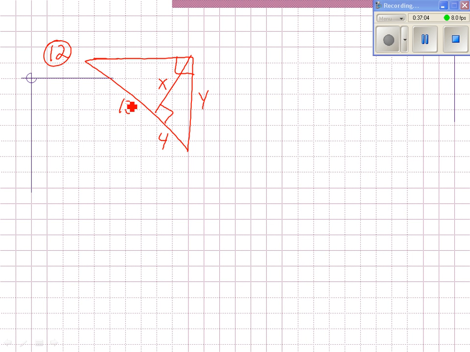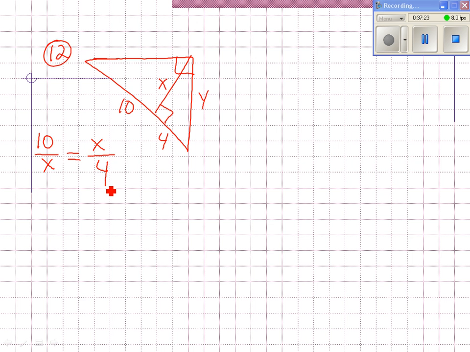Pick a variable. X is the what in this? Altitude. So we're probably going to be using the altitude theorem again. So where does X go? Bottom, upper right. Top. What goes here? 4. 10. Yes.